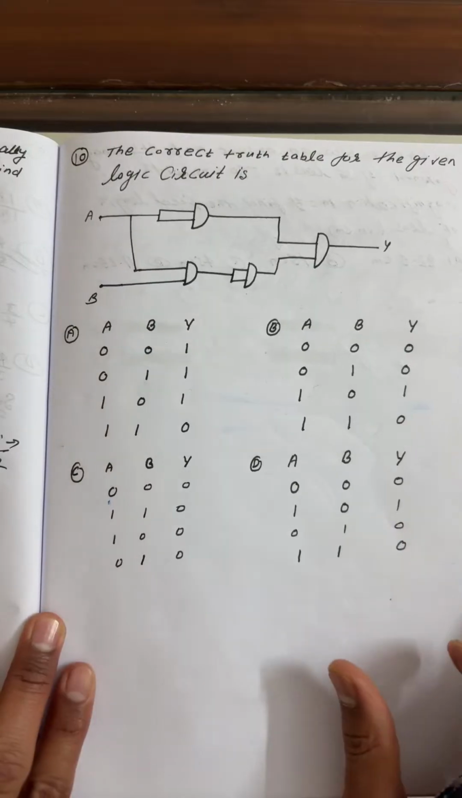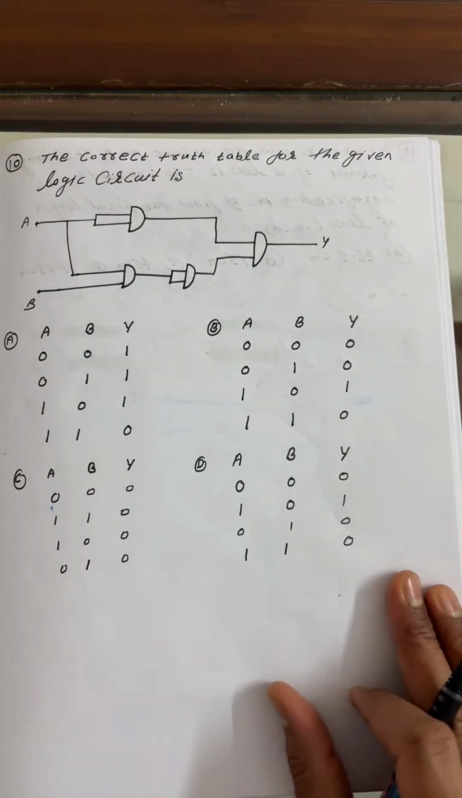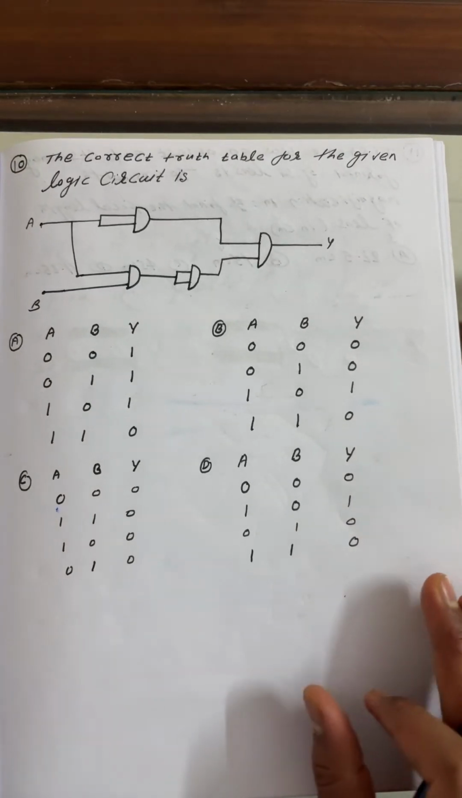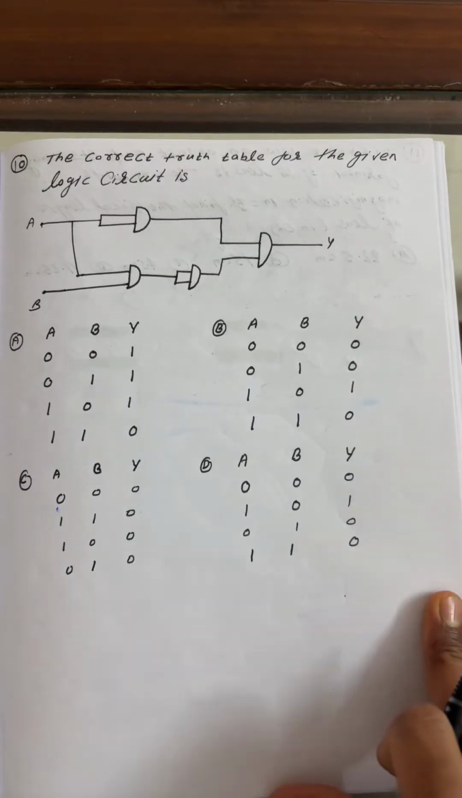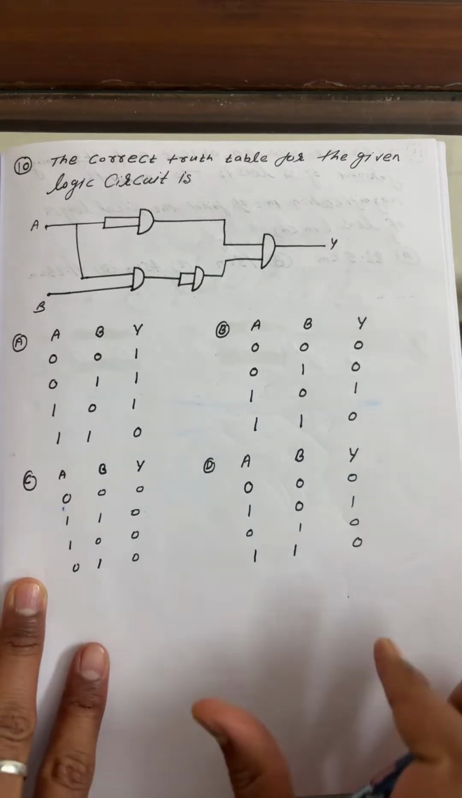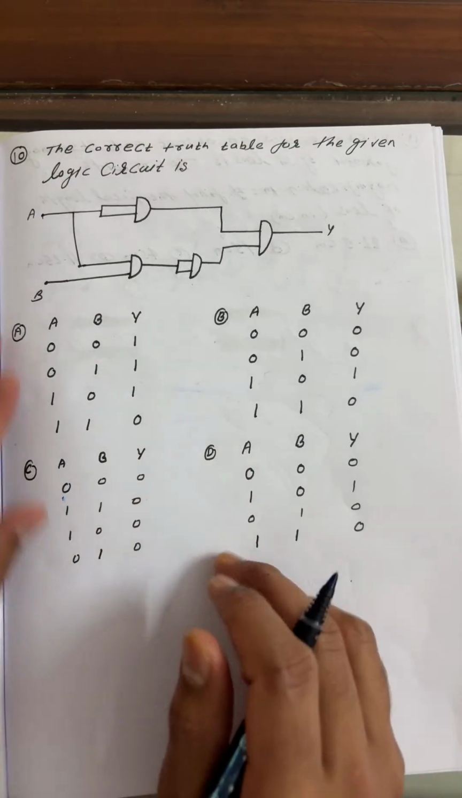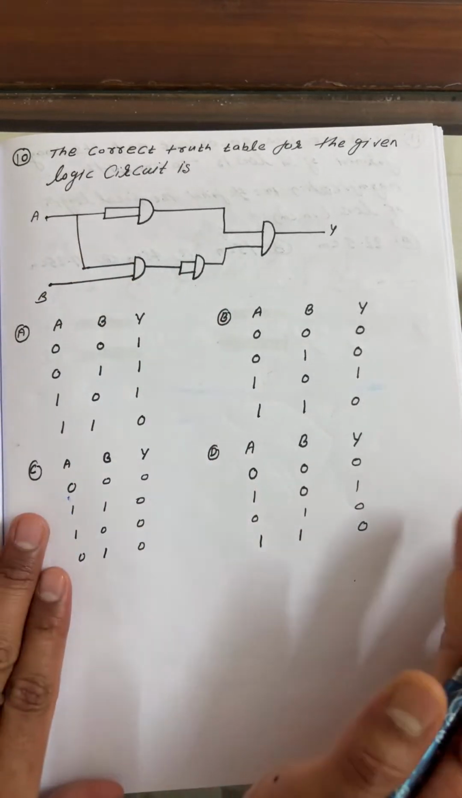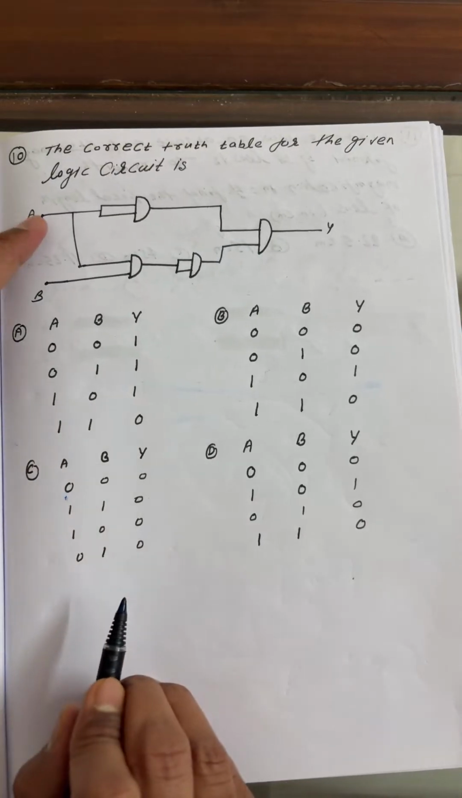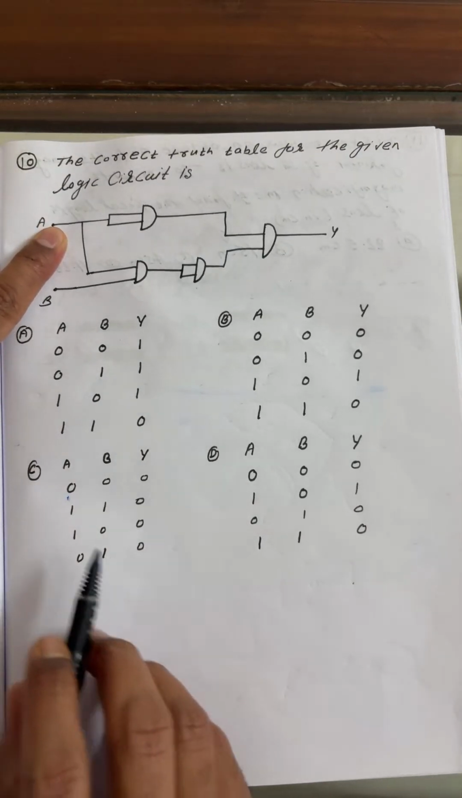Now students, have a look at the next question. The correct truth table for the given logic circuit is. In this question, you can do it by hit and trial. You can take the data and go through this. Let us suppose A is equal to 0.